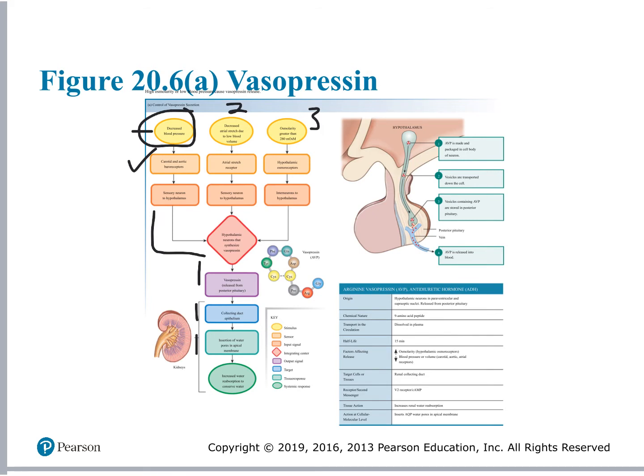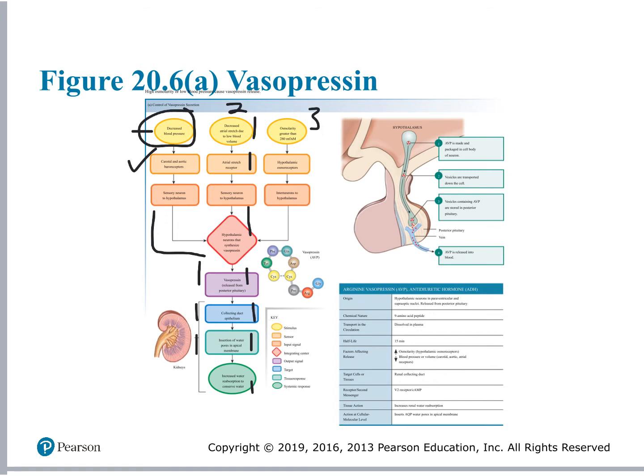The decrease in atrial stretch because of low blood volume is detected by the atrial stretch receptors, the proprioceptors of the atrial muscle tissue, which is then detected by the hypothalamus, which will then trigger the release of vasopressin, which will then open up the aquaporins in the collecting duct, which makes you retain more water, and then your blood pressure and blood volume go back up.